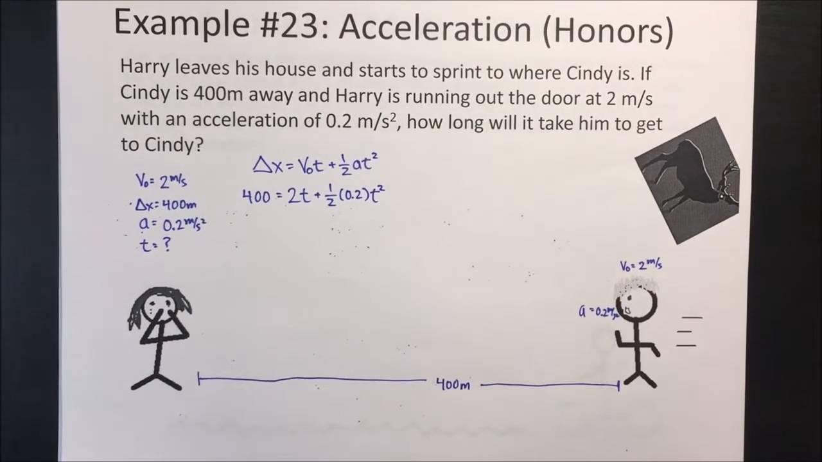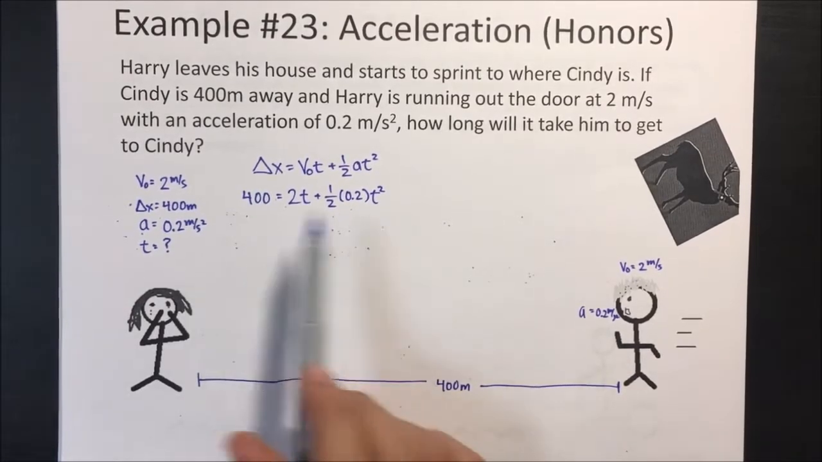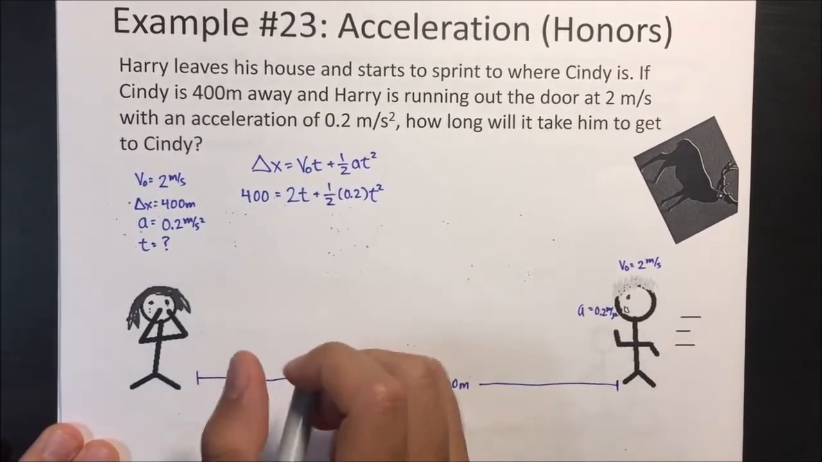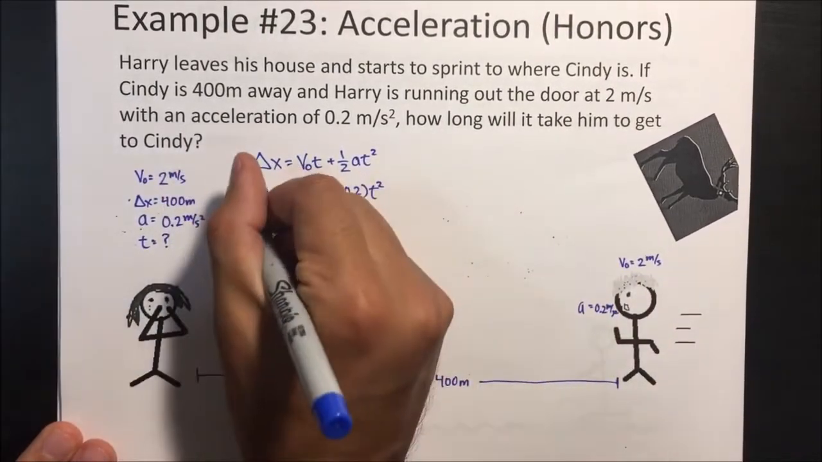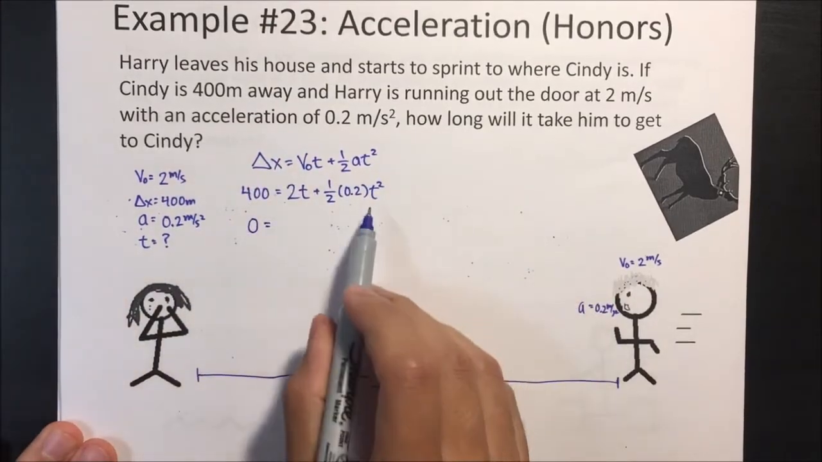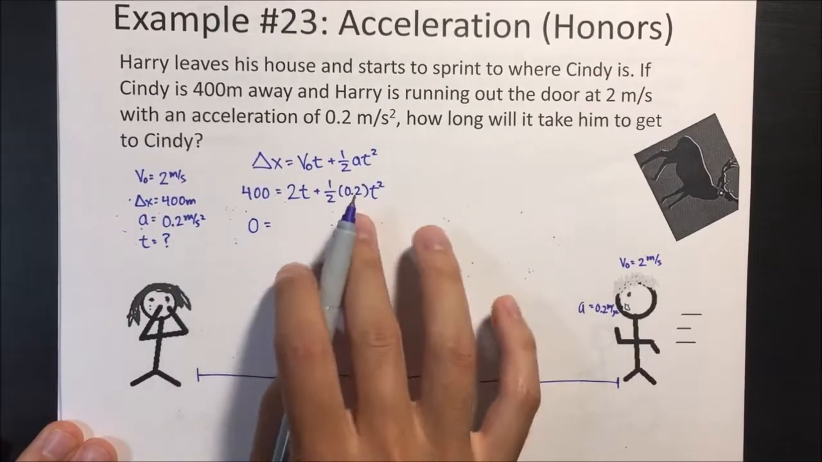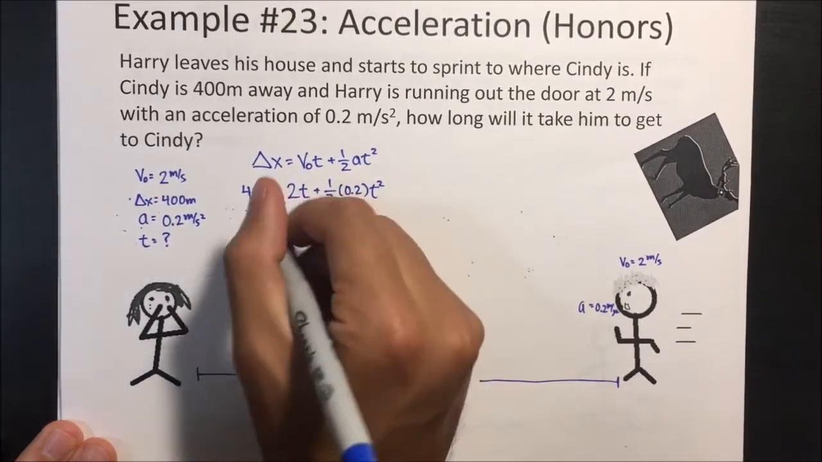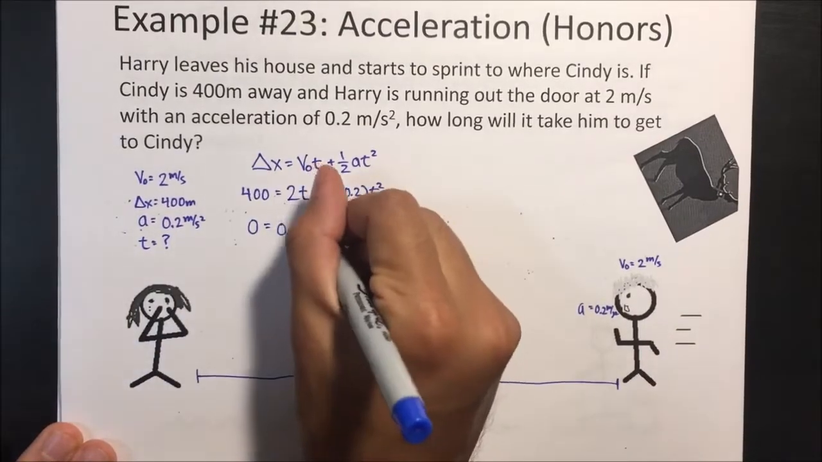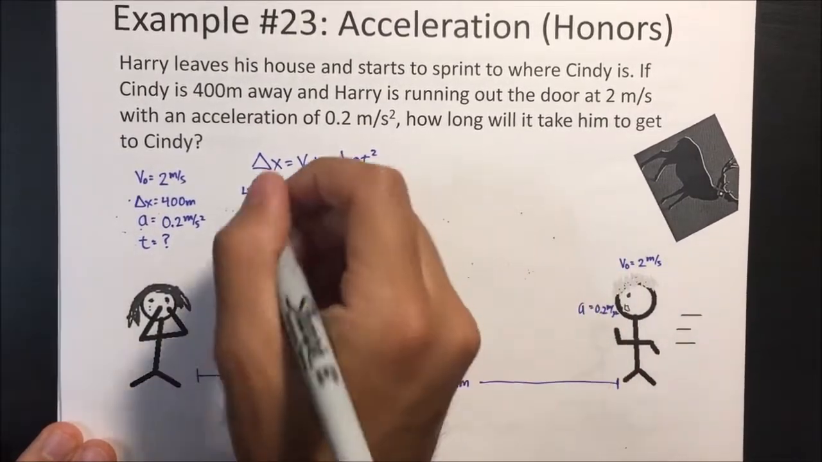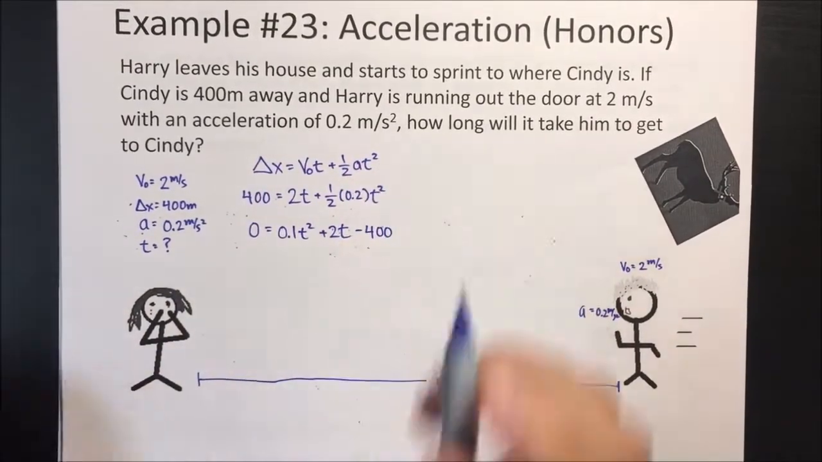What you're going to realize with this problem, what makes it an honors problem, is it's impossible to find this without using the quadratic formula. So I'm going to put everything onto the right side. 0 is equal, and I'm going to put the term that's squared first. So I'm going to simplify this to be 0.1 t squared plus 2t, and since we bring the 400 to the other side, minus 400.